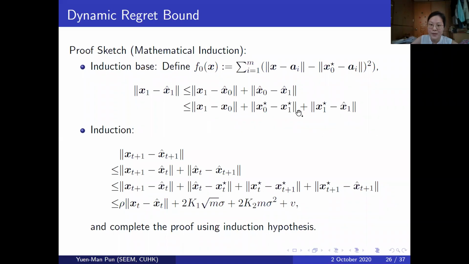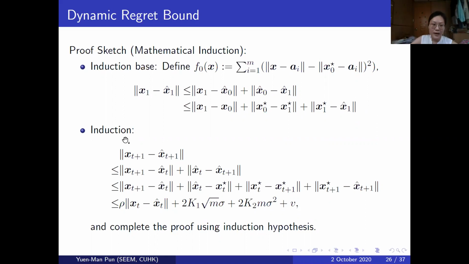Then recall that f0 is given like this. Then x1 will actually be the same as x0 because we already have the exact location, and then the gradient would also be 0. So this term is 0, and this term can be upper bounded by path variation, and this term can be upper bounded by the estimation error, which we talked about in Proposition 1.